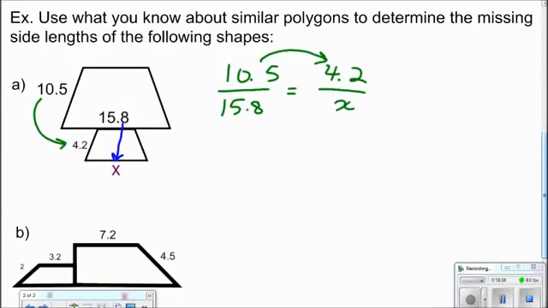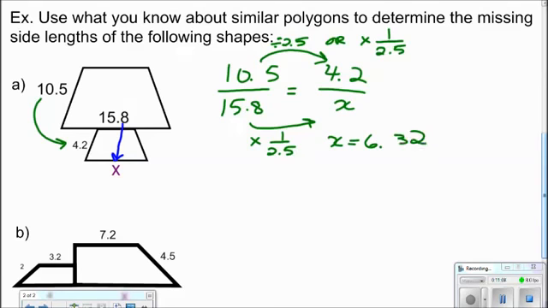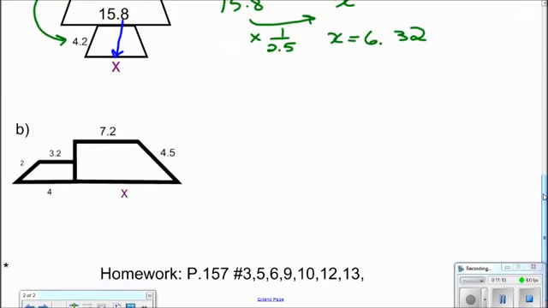And so the way we can do that is we can go 10.5 divided by 4.2, and it tells us what happens. And so we will need to go 10.5 divided by 2.5, or times 1 over 2.5, to figure out the smaller lengths. So we're going to do the exact same thing on the bottom to keep these equivalent fractions. So then 15.8 will be divided by 2.5, or multiplied by 1 over 2.5. And we get a new length of 6.32. So that missing length is 6.32.